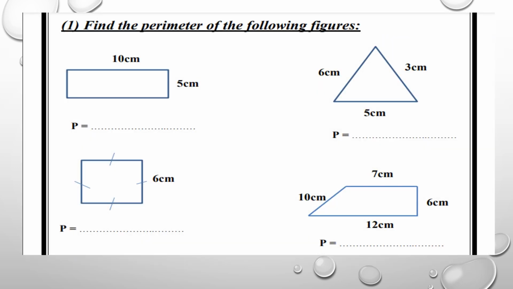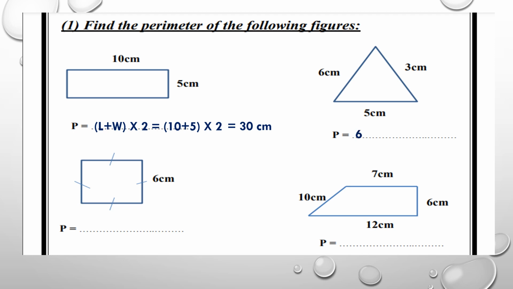Find the perimeter of the following figures. Look at the first one. We have a rectangle and we have 2 dimensions for this rectangle. To get the perimeter, we have to use our rule, which says length plus width, times 2. So I will add 10 plus 5 between brackets, and when I get the result, I will multiply it by 2 and it will be 30 centimeters.